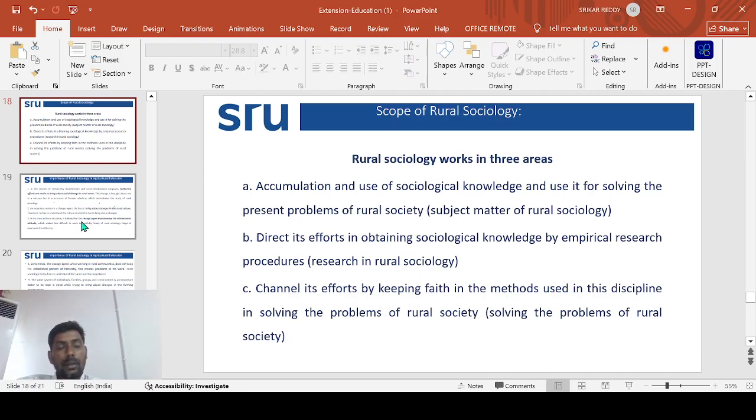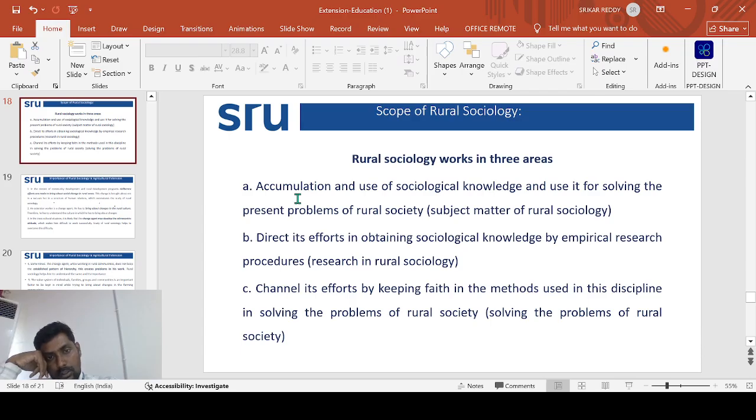Apart from importance, you have scope. What is the scope of sociology? Where it can be utilized, how it will be used, where it can be applied. Those things, including future implications, are considered as scope. So where is the scope for sociology?